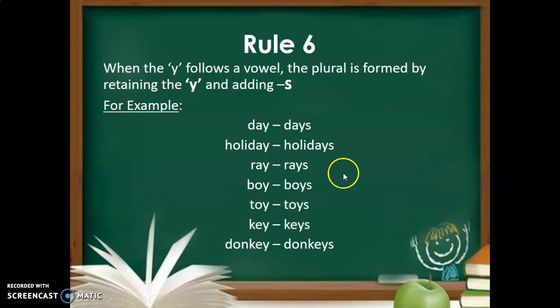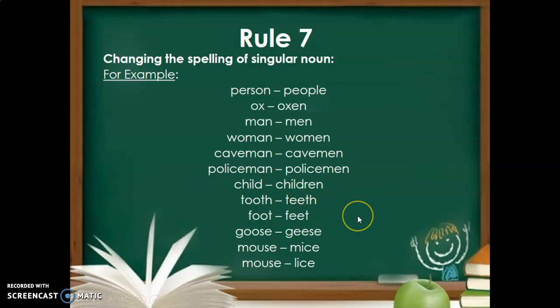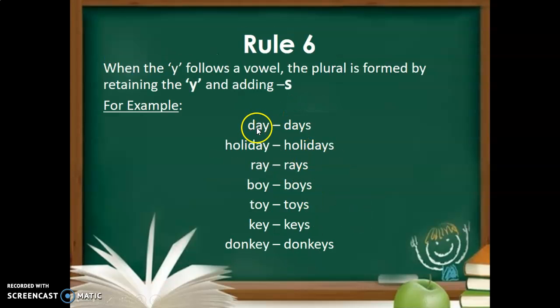Here we can see that in the word day, the y follows a vowel, right? A-Y. So here we don't need to change y to i and add es. We just add an s. We keep the y and we add an s. Days, holidays, rays, boys, toys, keys, and donkeys.